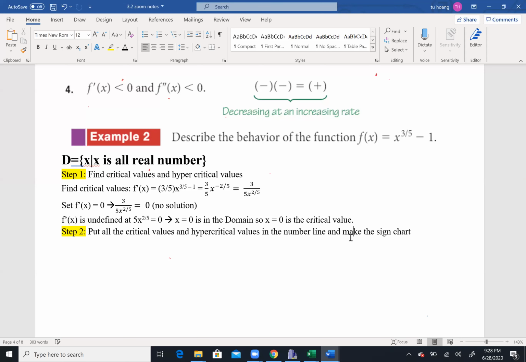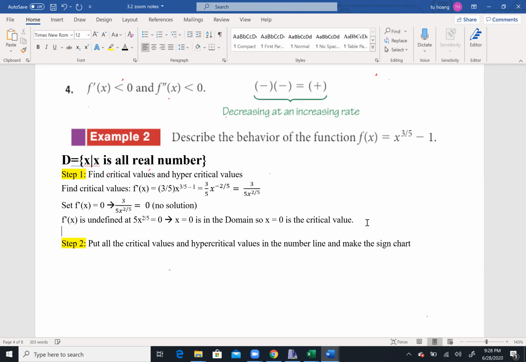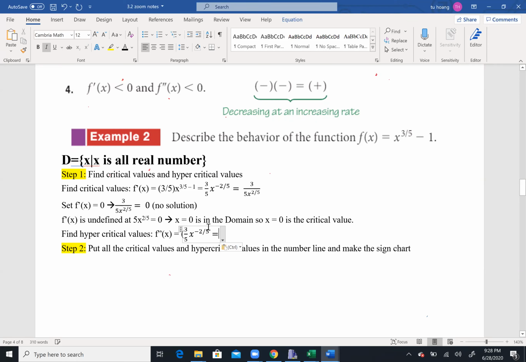Now let's find the hypercritical values. In order to find hypercritical values, you need to take the second derivative of f, which means you are taking the derivative of this one. So what is that equal to?